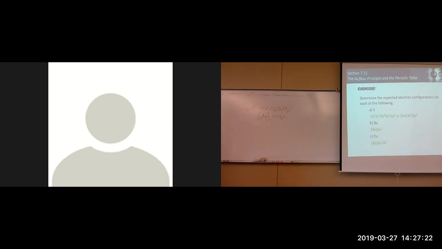It's not well behaved anyway. When you get down to these guys, the way the orbitals fill is kind of strange. So we're not going to deal with the F orbitals. There are some discrepancies in the D's, and we'll get to those later.